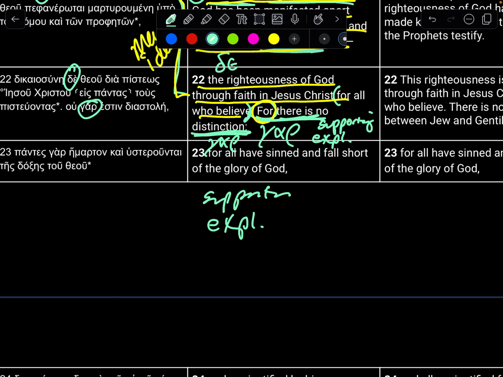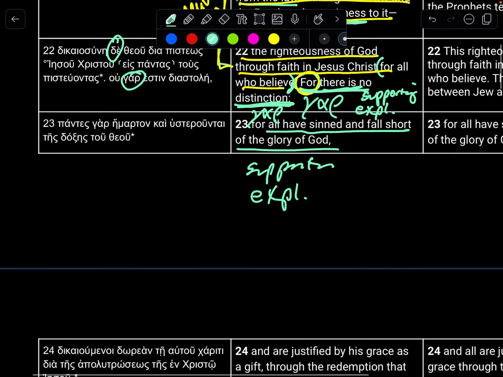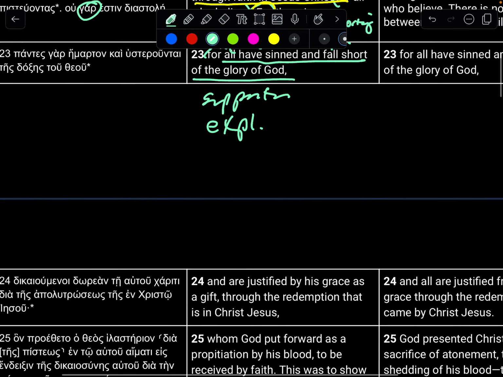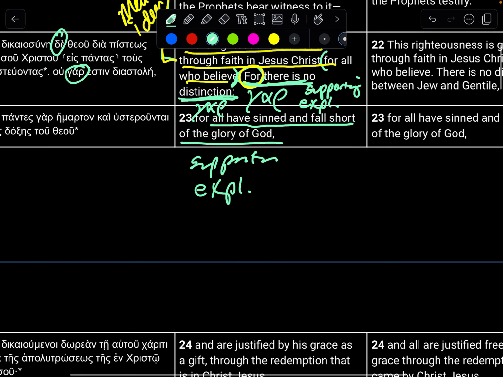So, Paul, why is there no distinction? Well, all have sinned and fall short of the glory of God. And so that's another step in his supporting his main idea. So there's no distinction. That's why the righteousness of God is through faith in Jesus Christ for all who believe. Why, Paul? Because there's no distinction. For all have sinned. Now, why is there no distinction? Because all have sinned. And here is another interesting thing.